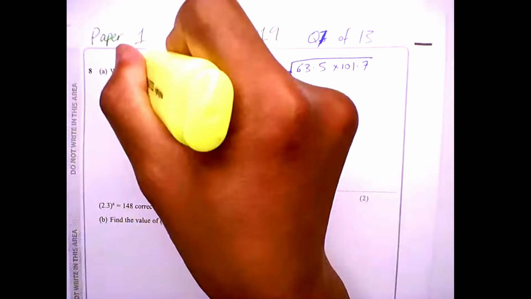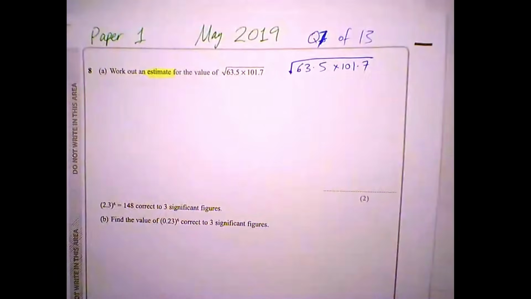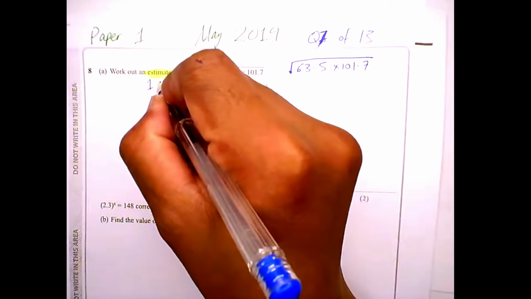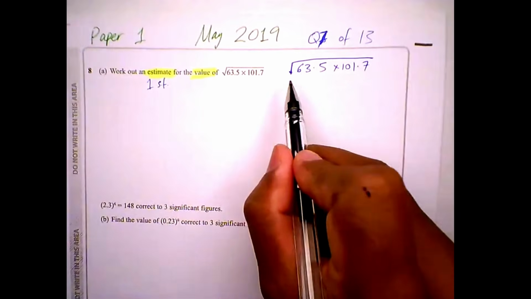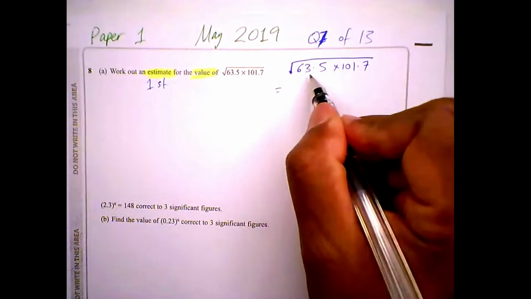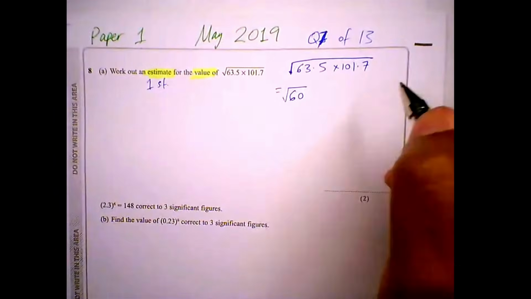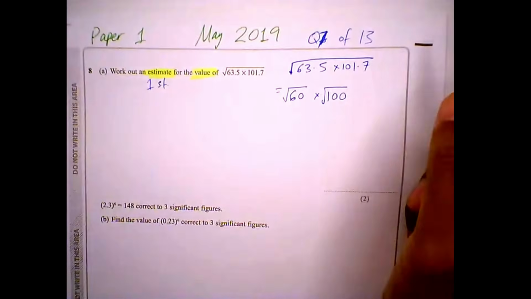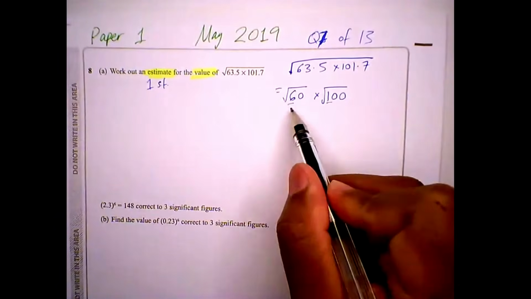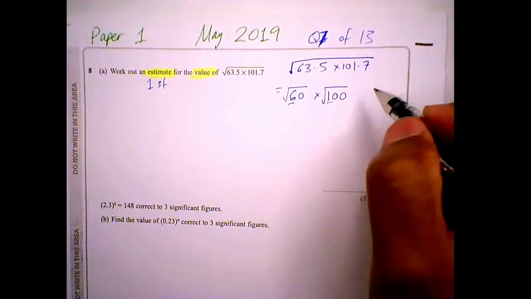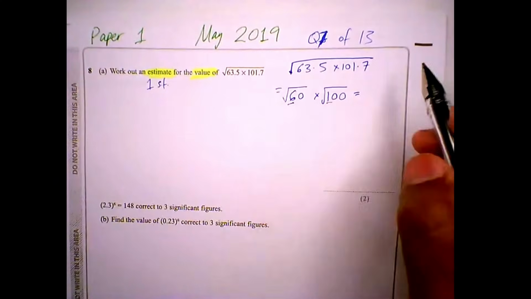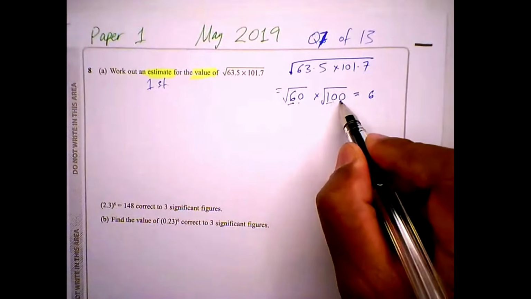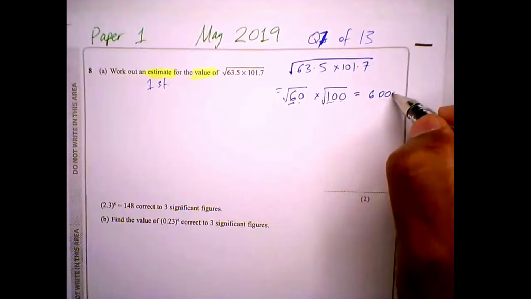Work out an estimate. That's a key word here for the value. Okay, so I'm going to be looking at this. Normally, estimate is one significant figure. So now I'm going to look at this. This is going to become 60 times, this is going to become 100. Okay, so this is now one significant figure. Now 6 times 1 is 6, then I can add 3 zeros, 1, 2, 3 zeros, and it's square rooted.